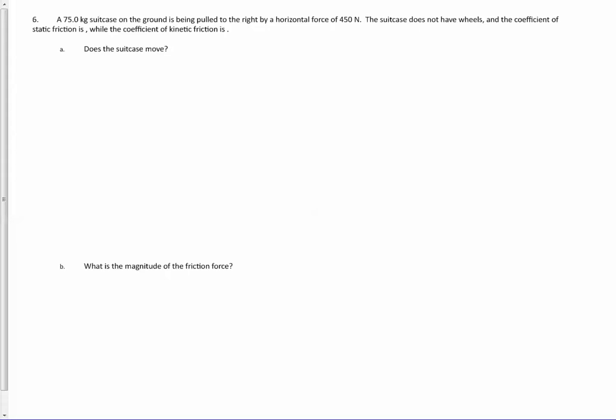So number 6 says a 75.0 kilogram suitcase on the ground is being pulled to the right by a horizontal force of 450 newtons. The suitcase does not have wheels, and the coefficient of static friction is 0.650. Sorry, I forgot to, it didn't copy over. While the coefficient of kinetic friction is 0.585. So we're asked to decide if the suitcase moves. And then we're asked in part B, what is the magnitude of the friction force?